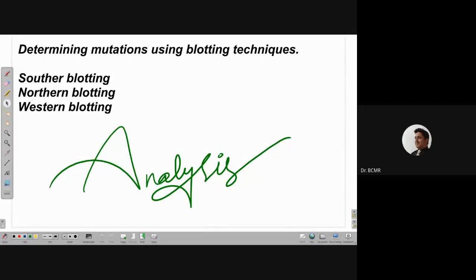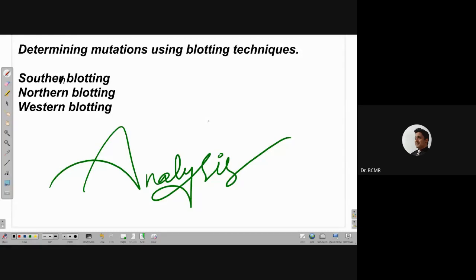Okay, good afternoon, everyone. I want to start a class on Southern blotting, Northern blotting, and Western blotting. I'm sure you all know about these techniques, and you must have learned them as a part of your genetic engineering, at least the biotech people.